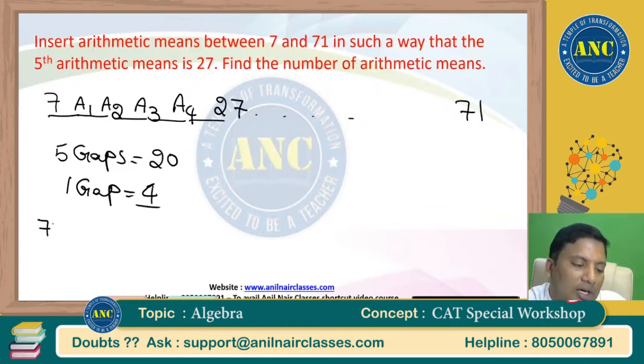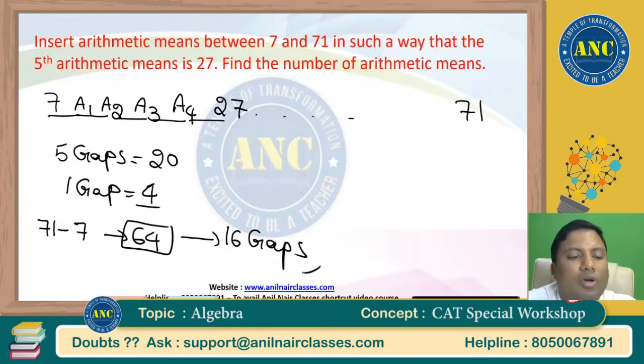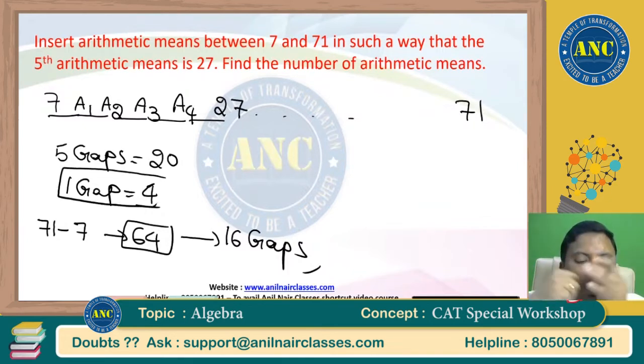So the total gap is from 7 to 71. 64 is the total gap value. That means 16 gaps should be there. I hope it is clear, right? So A1, A2, A3, A4, 27. 1, 2, 3, 4, 5. 5 gaps is nothing but 20. One gap is nothing but 4. From 7 to 71, total 64 is the gap value. Each gap is 4. 16 gaps are there.